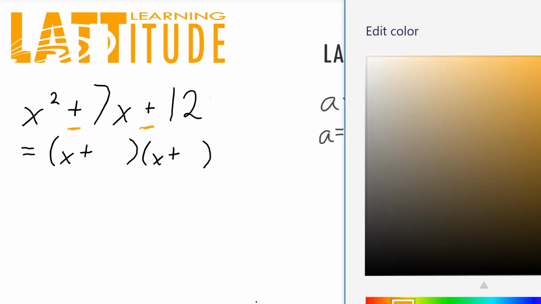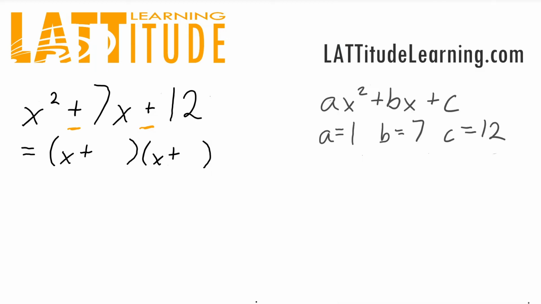But now I have to figure out what numbers go here. And that's why I defined those a, b, and c values over here already. So because a is 1, I don't have to worry about that now. I am going to just cross it out so I don't have to think about it.